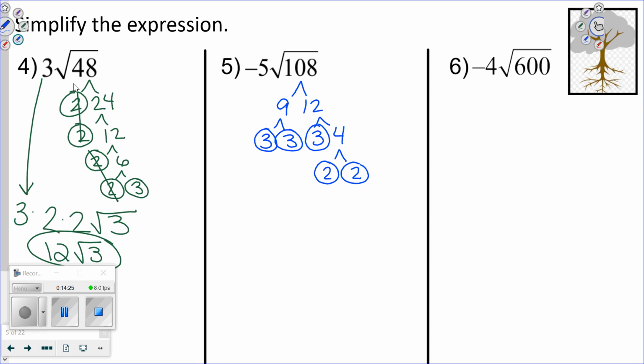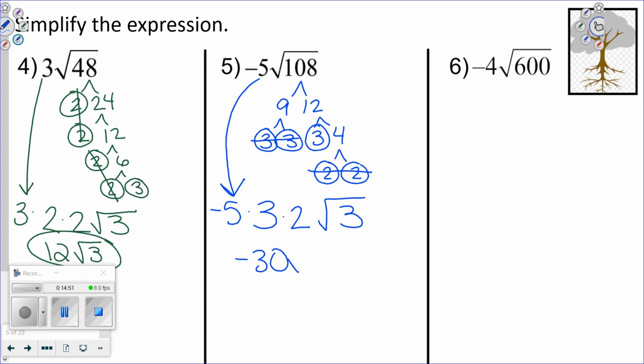All right, I'm looking for pairs. What do we got a pair of? Good. Pair of 3s, pair of 2s, leftovers, in the fridge. And that couple that I was meeting there that's already at the restaurant, now I can bring them down, and I can put them all together. Negative 5 times 3 times 2, it's negative 30. And then a radical 3. Everybody knows people like that, right?